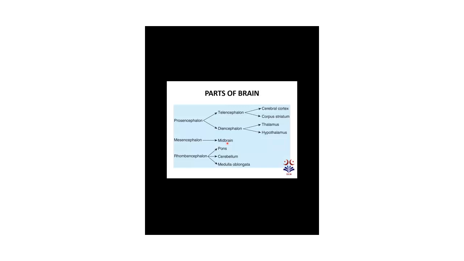The parts of the brain, as developing from the brain vesicle, are the prosencephalon, the mesencephalon, and the rhombencephalon. These are the three parts, and this is the forebrain. It develops into the telencephalon and diencephalon. The telencephalon develops into the cerebral cortex and corpus striatum, and the diencephalon gives rise to the thalamus and hypothalamus. The mesencephalon develops into the midbrain. And from the rhombencephalon, or the hindbrain, develop the pons, medulla, and the cerebellum.